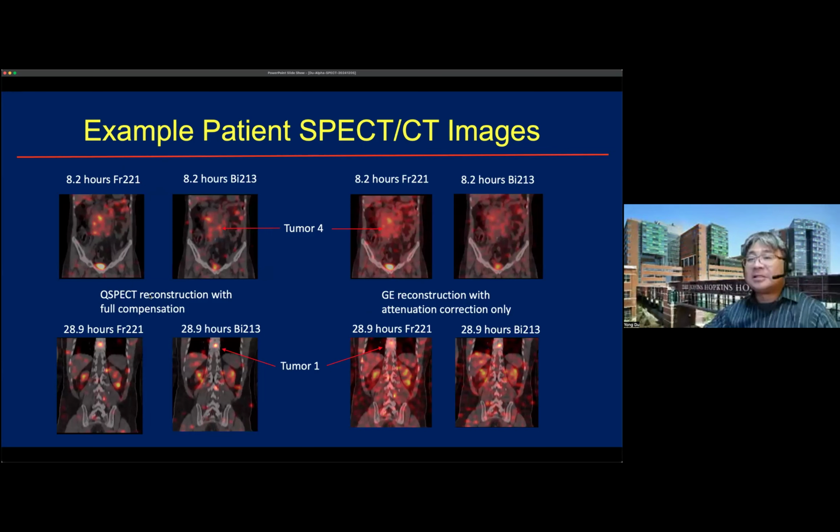On the left is the reconstruction with our method with full compensations, and on the right is the reconstruction on the GE software with attenuation correction only. You can see with our compensated reconstruction, we removed most of the scatter, and the liver tumor is much more clearly identifiable with very high contrast compared to the GE reconstruction. Again, there is a Francium window and a Bismuth window. The one on the top is about 8 hours post-injection. The one on the bottom is about 29 hours post-injection. So based on that, we can now quantify the uptake in the kidney, the tumor, and all the other organs.